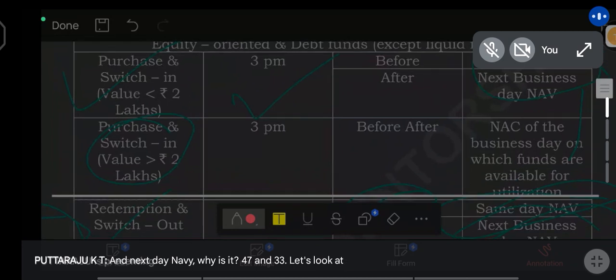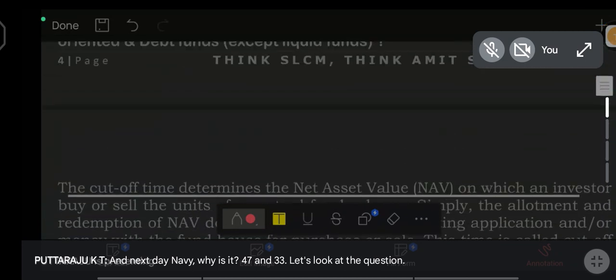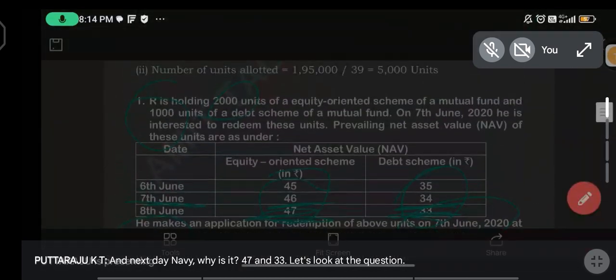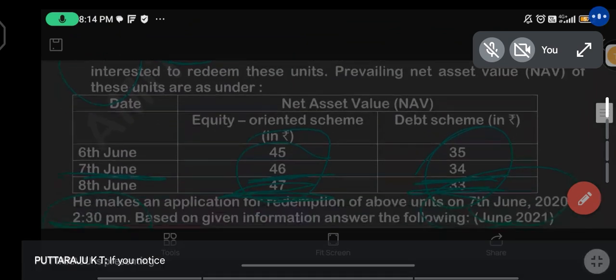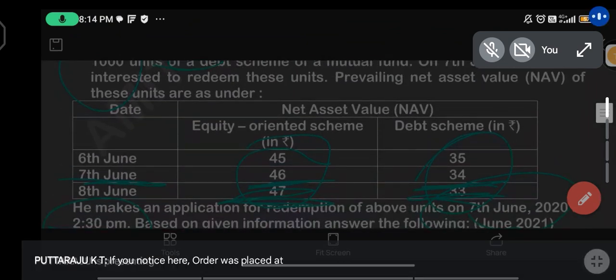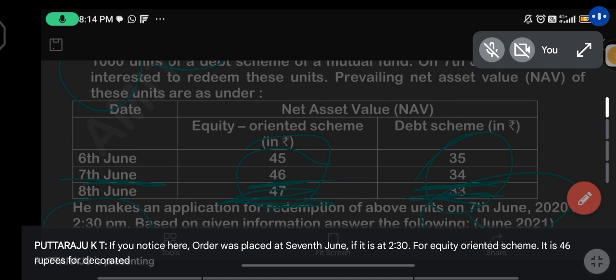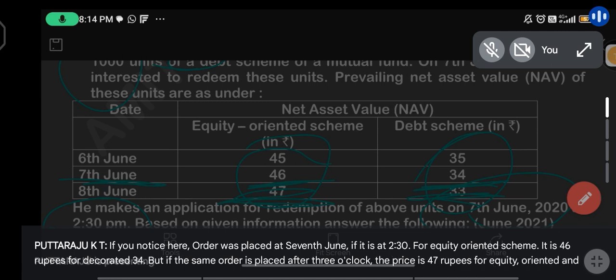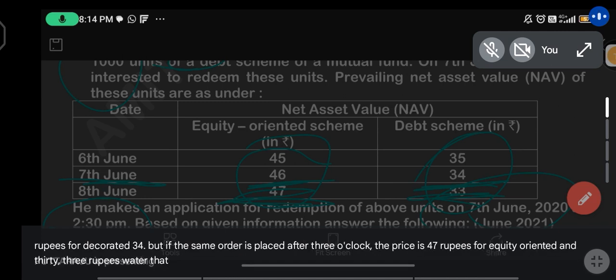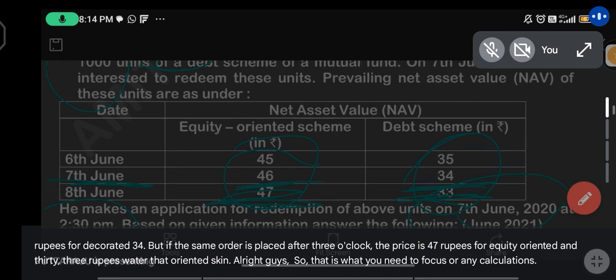Let's look at the question. If you notice here, order was placed on 7th June. If it is at 2:30, for equity oriented scheme it is 46 rupees, for debt oriented scheme it is 34 rupees. But if the same order is placed after 3 o'clock, the price is 47 rupees for equity oriented scheme and 33 rupees for the debt oriented scheme. Alright guys? So that is what you need to focus for NAV calculations. Let's move on.